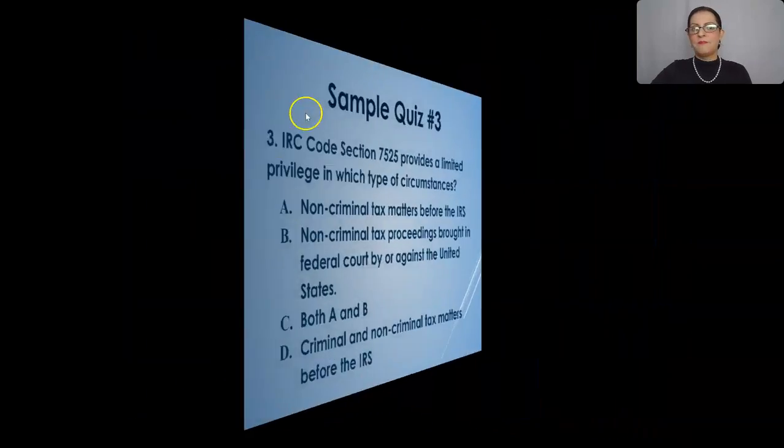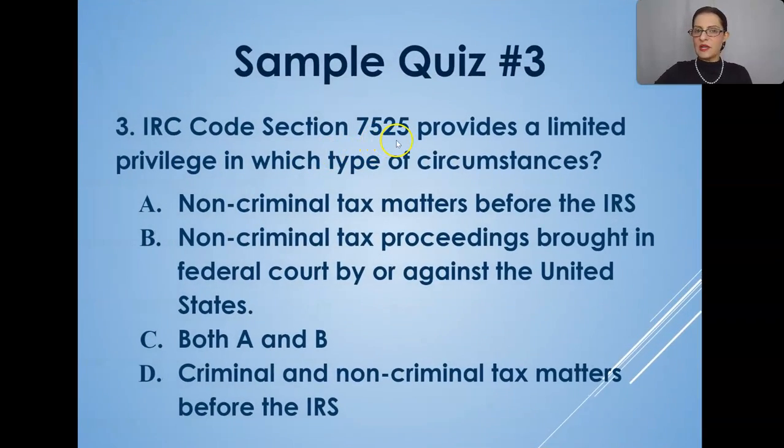Sample quiz number 3. IRC Code Section 7525 provides a limited privilege in what type of circumstances? A, non-criminal tax matters before the IRS. B, non-criminal tax proceedings brought in federal court by or against the United States. C, which is both A and B. And then D, criminal and non-criminal tax matters before the IRS. So I'll give you a couple of seconds to choose which answer you think is the best.